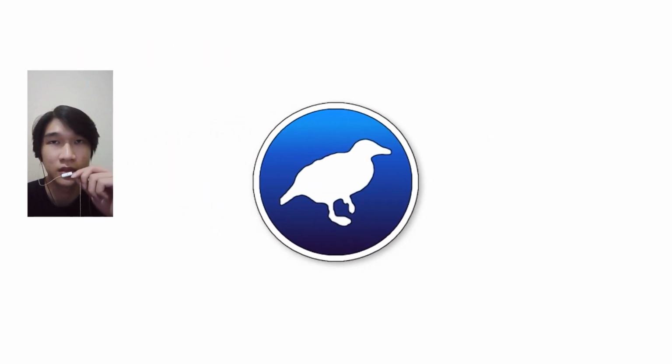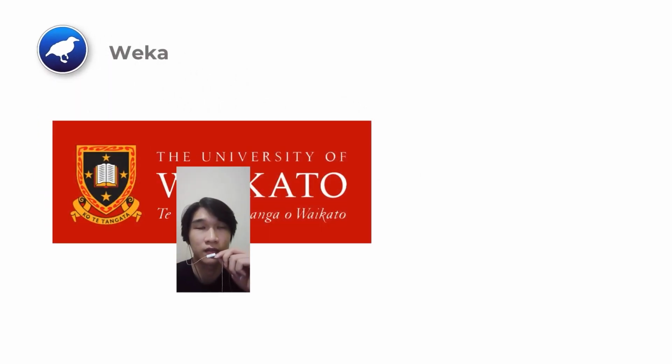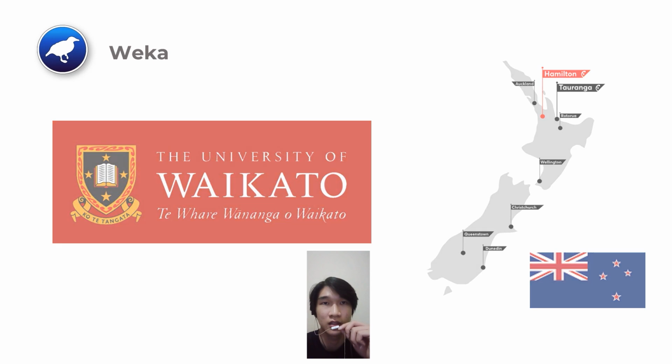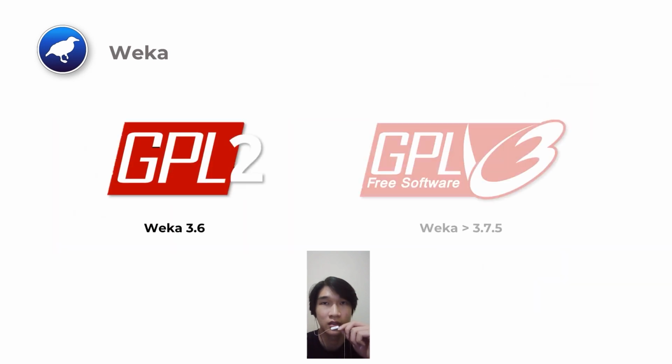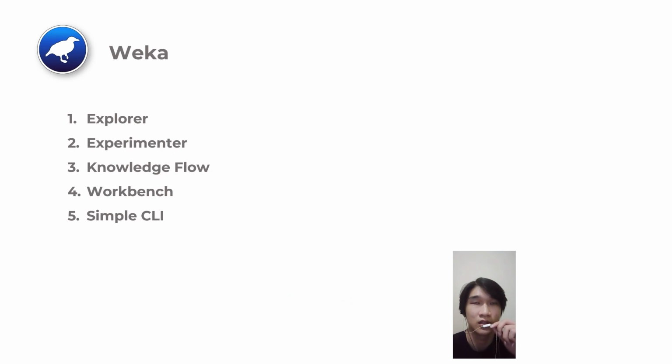Waikato Environment for Knowledge Analysis, that stands for Weka, is a software developed at the University of Waikato, New Zealand, and has a GNU General Public License GPL 2.0 for Weka 3.6 and GPL 3.0 for Weka more than 3.7.5. And here are the Weka's features.